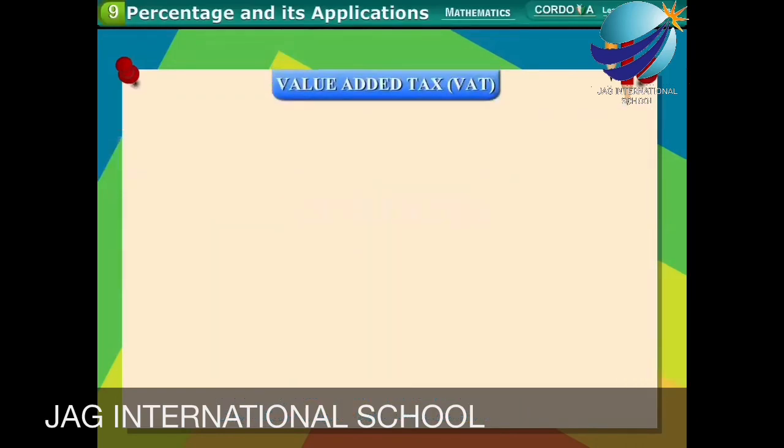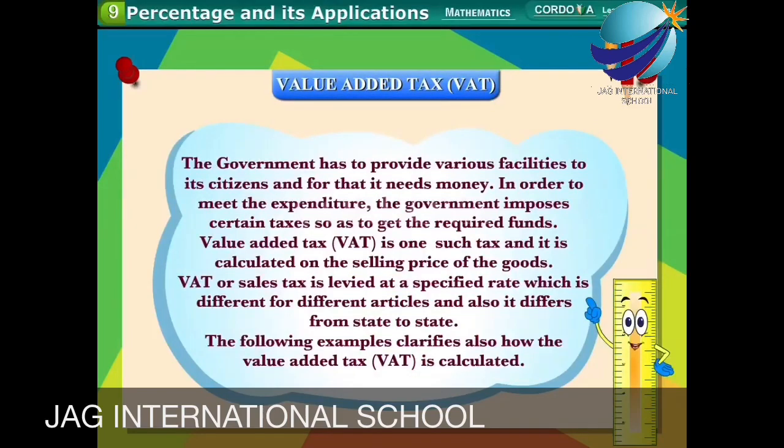Value-added tax, VAT. The government has to provide various facilities to its citizens, and for that it needs money. In order to meet the expenditure, the government imposes certain taxes so as to get the required funds. Value-added tax, VAT, is one such tax, and it is calculated on the selling price of the goods. VAT or sales tax is levied at a specified rate, which is different for different articles, and also differs from state to state. The following examples clarify how the value-added tax, VAT, is calculated.